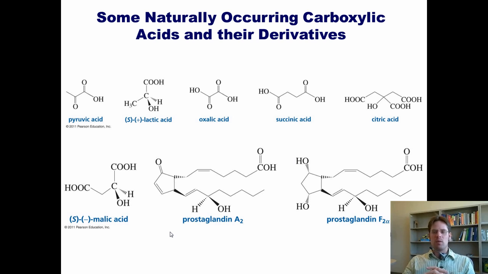Here we see several biologically relevant carboxylic acids. Pyruvic acid, for example, is a key intermediate formed when our bodies convert sugar into energy. Succinic acid and citric acid are also key intermediates traversed during metabolism. The prostaglandins featured down here are responsible for numerous biological events, including the regulation of muscle contraction and relaxation.